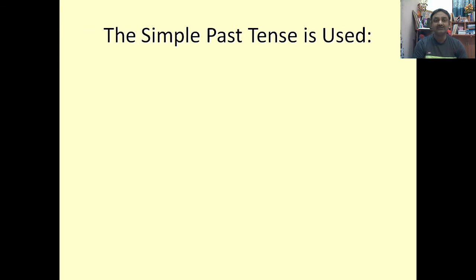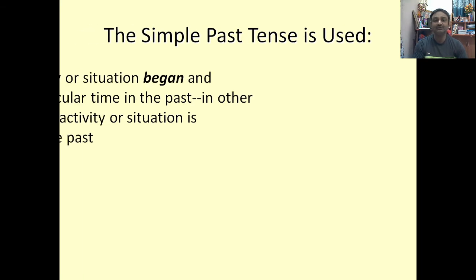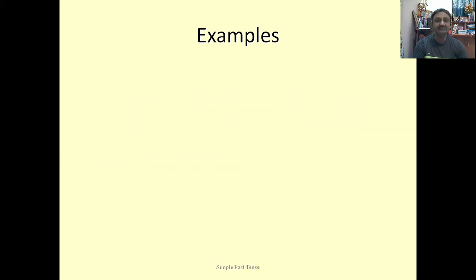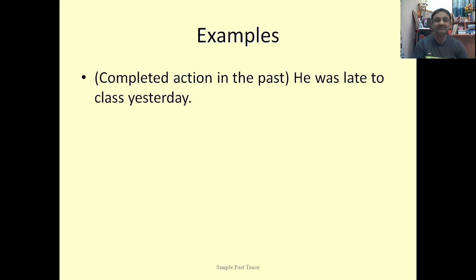Now the simple past tense. The simple past tense is used when an activity or situation began and ended at a particular time in the past. In other words, when an activity or situation is completed in the past. To refer to the past habits, examples: completed action in the past.